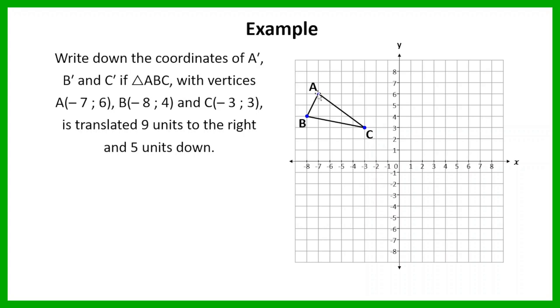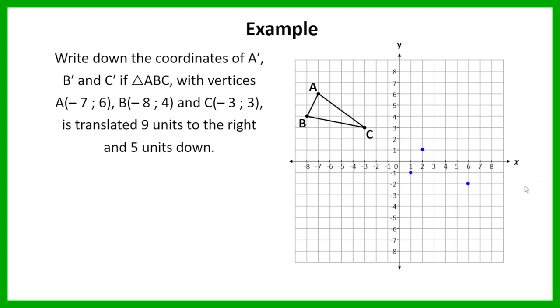Okay, so we're going to take this point and go 9 units to the right and 5 units down. So that's going to be 1, 2, 3, 4, 5, 6, 7, 8, 9, and then 5 down. 1, 2, 3, 4, 5, and that gets us this point over here. Then B, same thing. 9 to the right, 5 down, which gives me this point over here. And then C, same thing again: 9 to the right, 5 down. So I end up with this point over here.